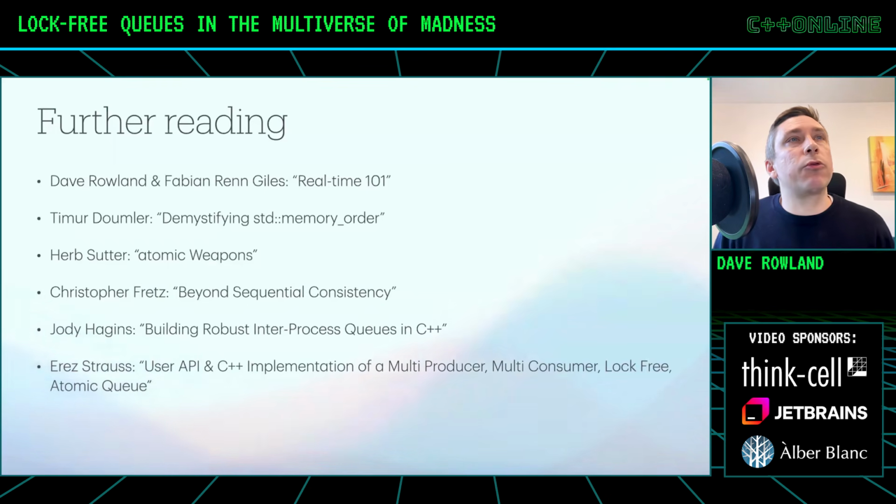I've mentioned a few talks already, but it's also worth noting a few others that inspired this talk and provided some background information. The first is Christopher Frett's Beyond Sequential Consistency. I think he's given that a few times. Jody Haggins has a talk on building robust inter-process queues and what differences and pitfalls to look out for there. And Erez Strauss gave an interesting talk about a multiple producer, multiple consumer queue, but it has a slightly different shape and some slightly different limitations to most of what I showed today. It goes halfway to helping, so it's a sort of introduction to wait-free, I like to think.